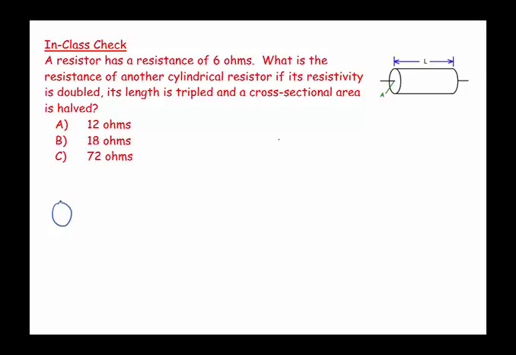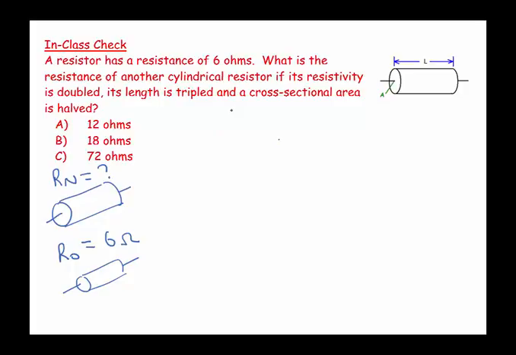So we have a new resistor. This is our R new, and we're going to compare it with our R old, and it has different characteristics. And we know what R old is. This equals 6 ohms. And we don't know what R new is.